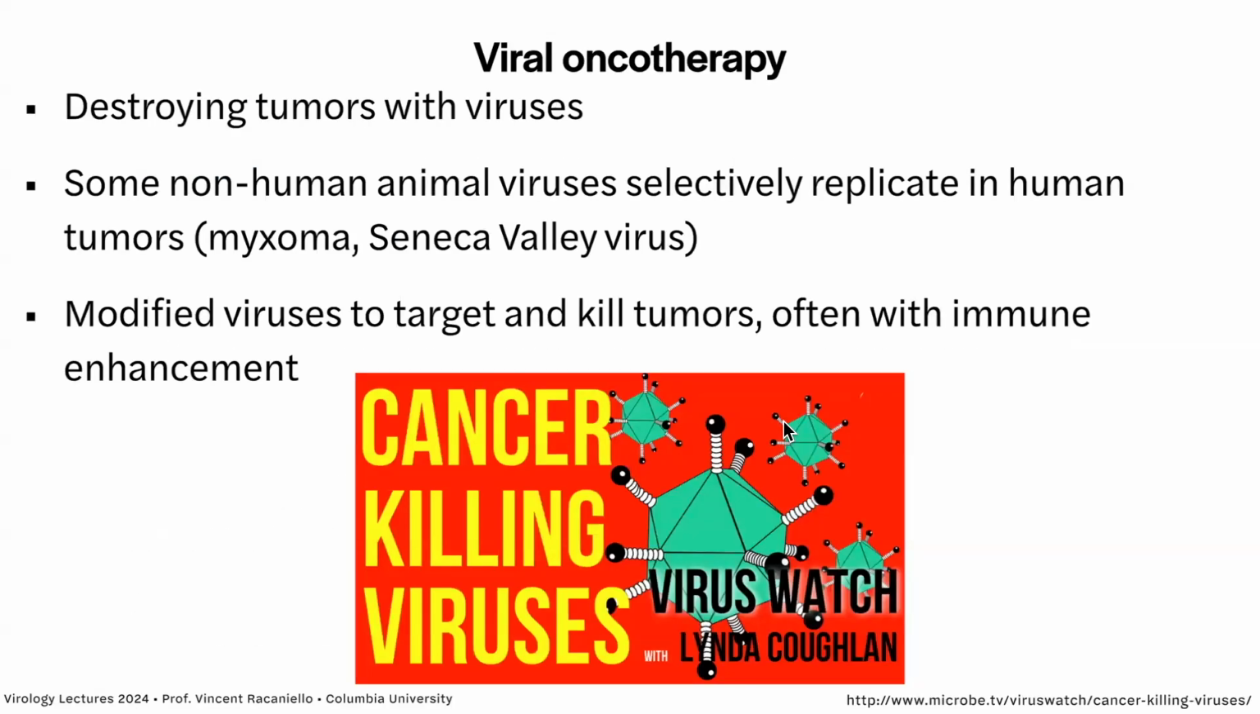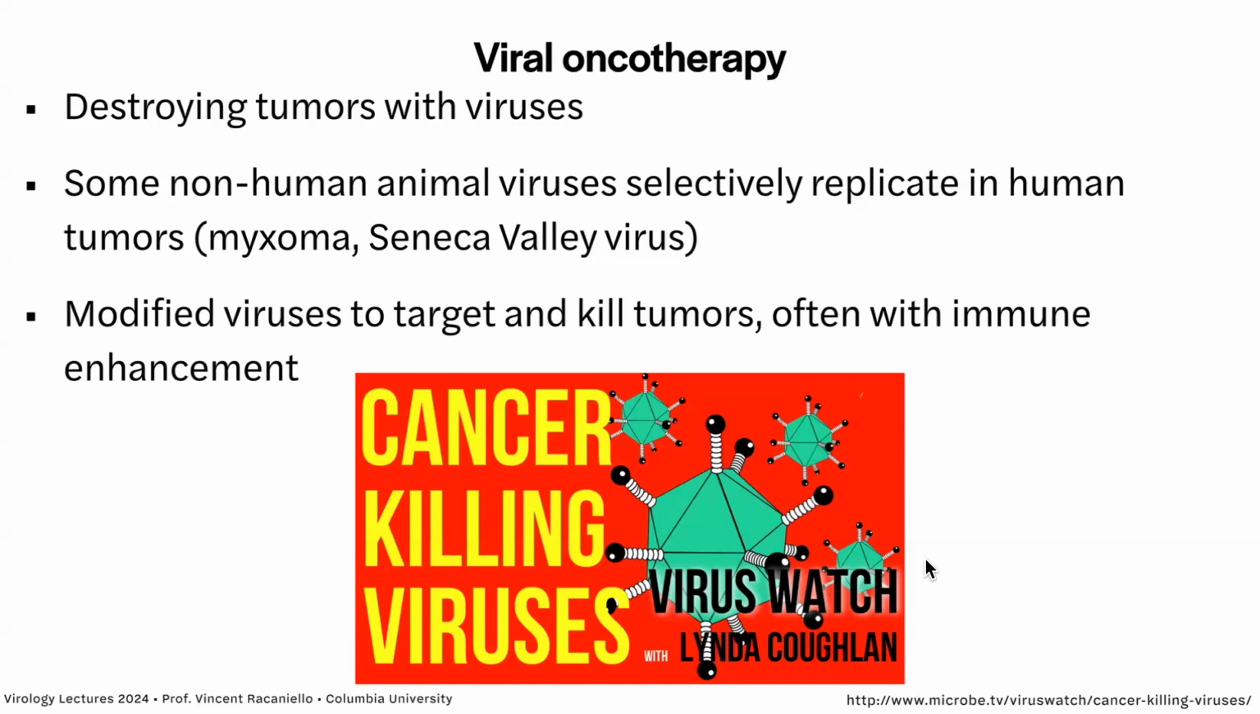Finally, the last part of today is viral oncotherapy, destroying tumors with viruses. And there's a couple of general approaches here. First, some non-human animal viruses can replicate in human tumors. They don't replicate in humans, but when humans have tumors, they can reproduce in them, like myxoma virus. That's the virus used in Australia to try and eliminate the rabbits, or Seneca Valley virus. Or we can take human viruses and modify them to target and kill tumors, usually with immune enhancement.